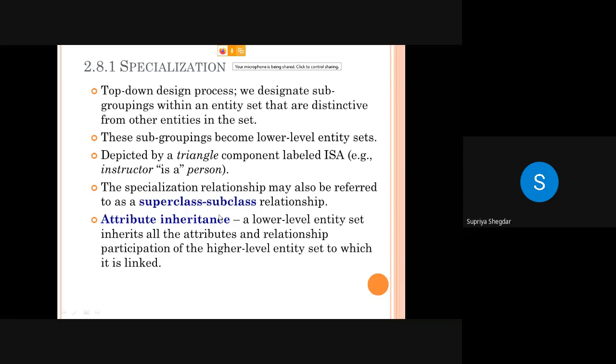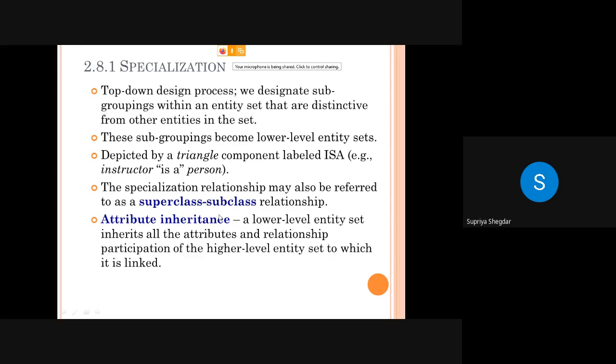Now in our example, the person is the superclass, and the instructor or the student, these are the subclasses. Okay. So in the specialization, we can use the attribute inheritance. The attribute inheritance means a lower level entity set inherits all the attributes and the relationship participation of the higher level entity set to which it is linked.